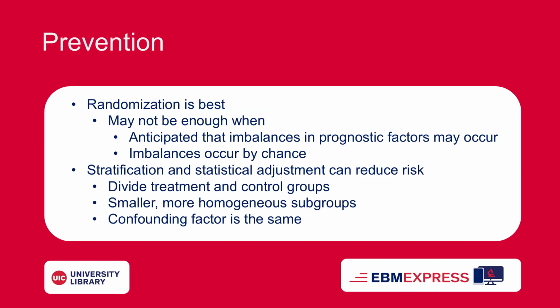The best way to prevent confounding is to use randomization. However, that may not be enough when imbalances in prognostic factors are anticipated or occur by chance. Stratification and statistical adjustment can help minimize confounding by dividing treatment and control groups into smaller, more homogeneous subgroups where the confounding factor remains constant.